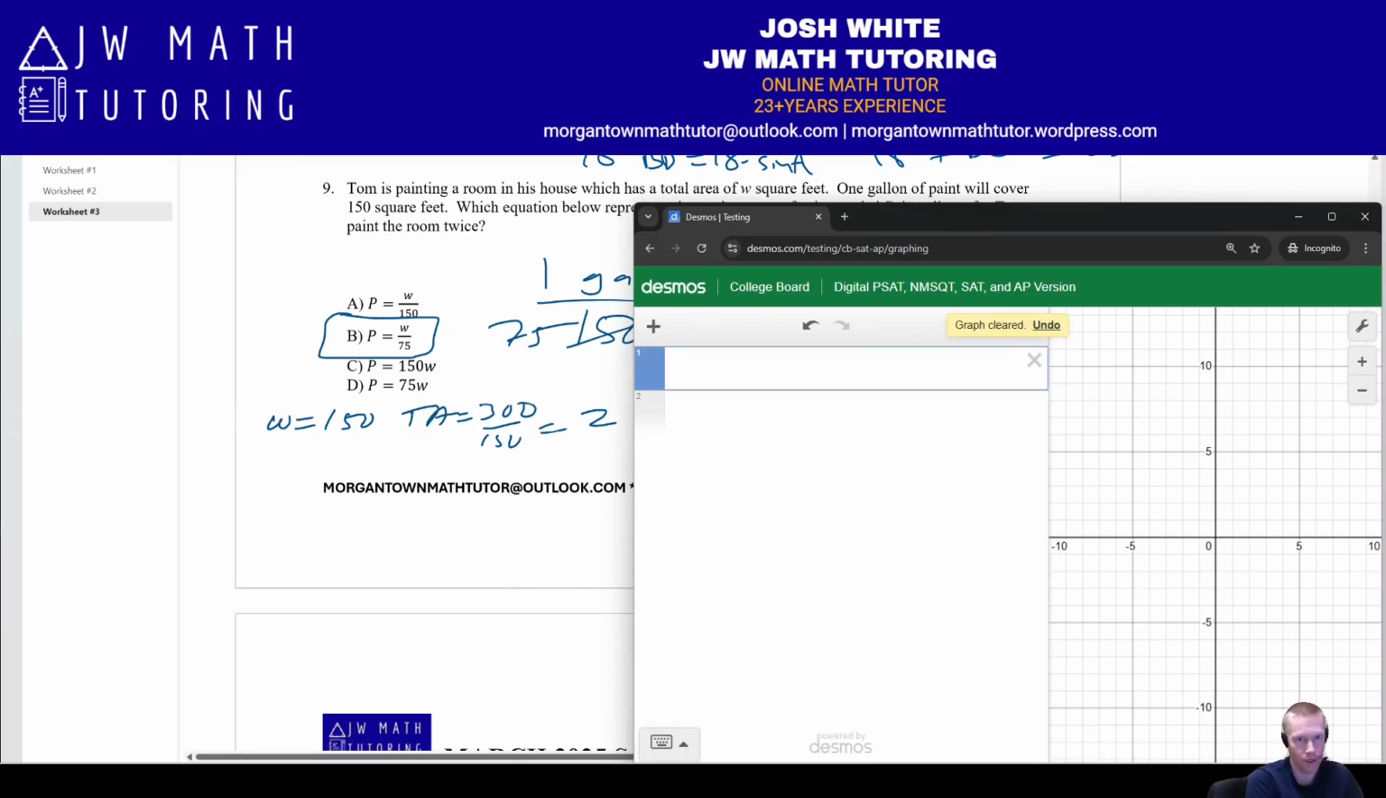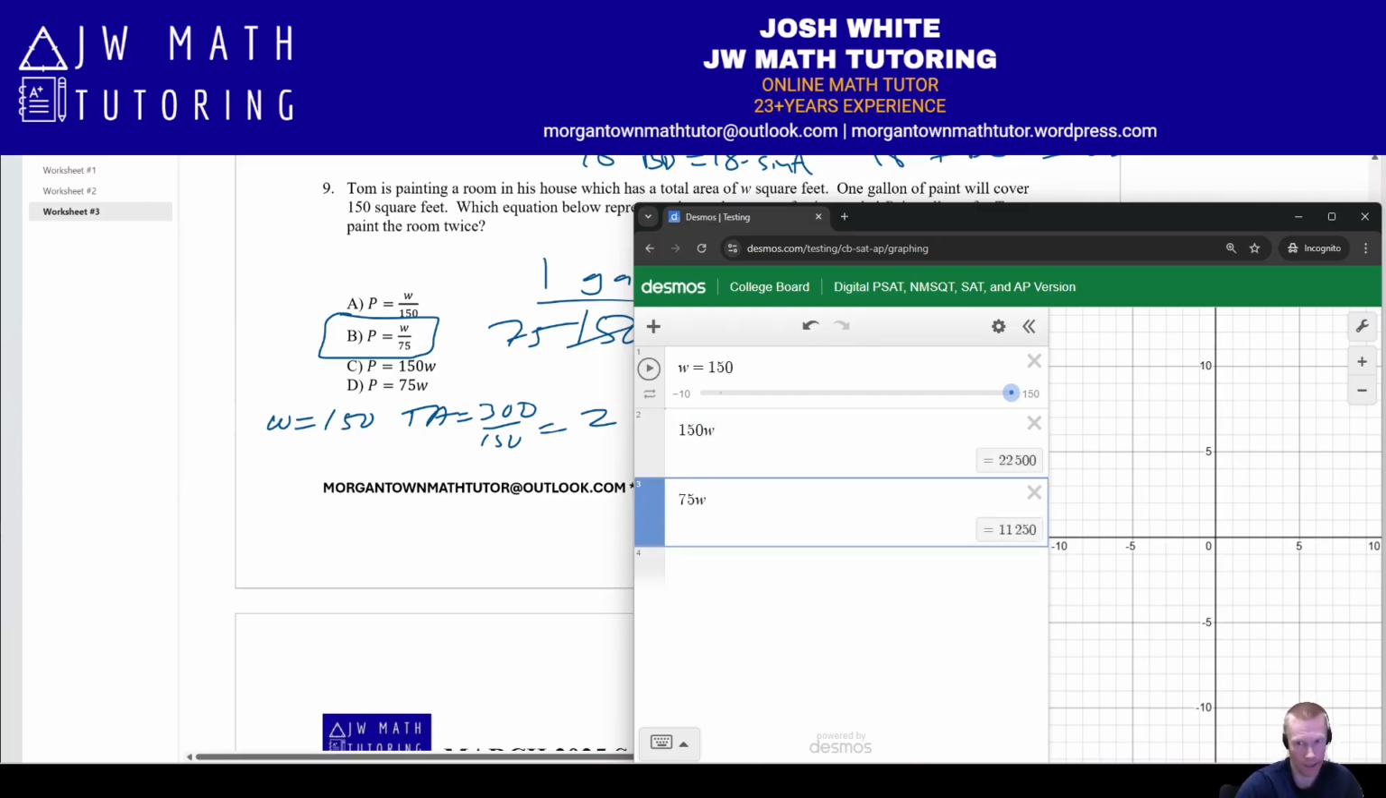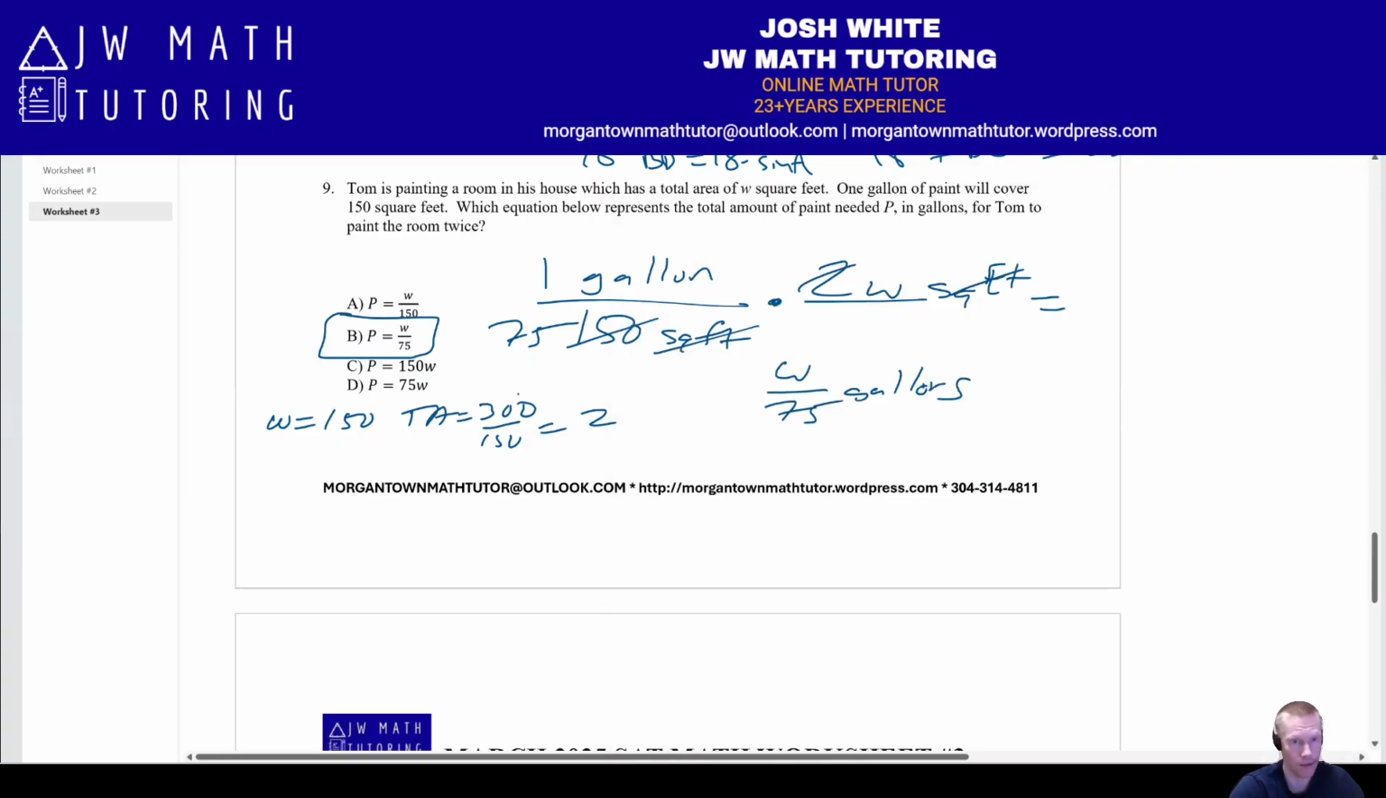So answer choice 1. First, I'm going to just set W equal to 150 right here, and then I'll just do W divided by 150. That is 1. That is wrong. W divided by 75. That is 2. That is correct. 150W, clearly not correct. 75W, again, not correct either. So that's just an alternate approach you could take using picking numbers just to confirm the correct answer is letter B.